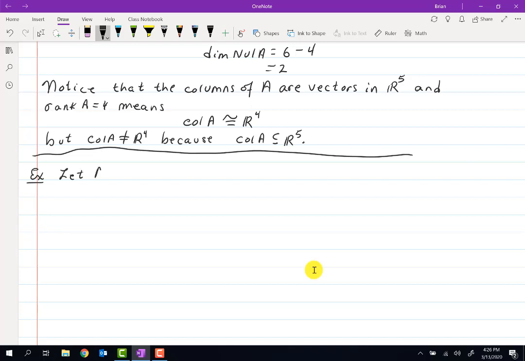Let A be a 7 by 6 matrix, and let's let the dimension of the null space of A equal 5. Well, then the rank of that matrix will be the number of columns minus the dimension of the null space.